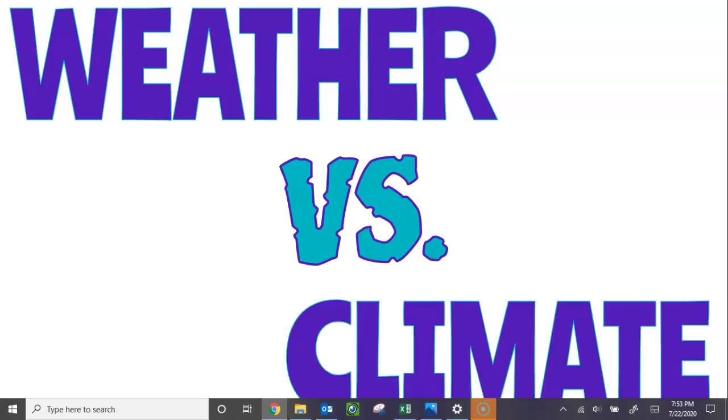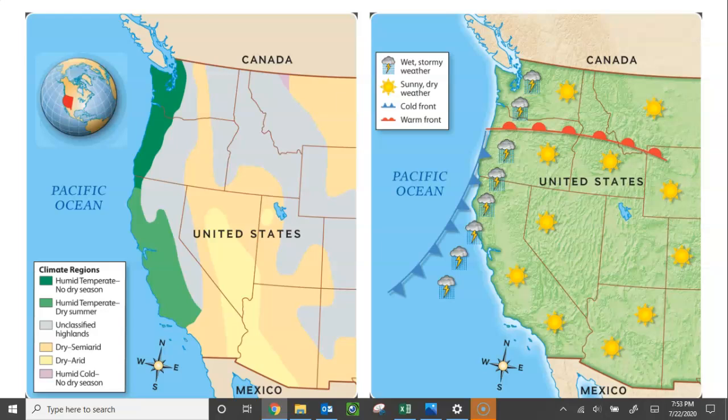All right, so there is a difference between weather and climate. They are different, but they both influence life on Earth. So right here, you see two maps. On the left, you have a climate region map. Now, notice that there's lots of different climate regions in this map.